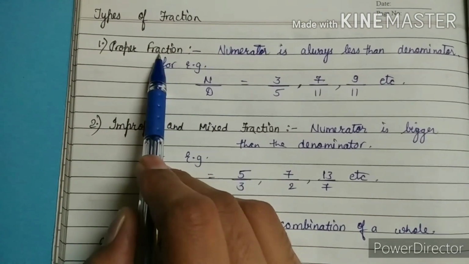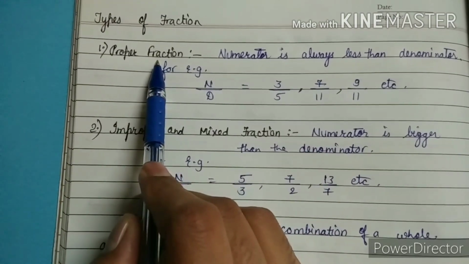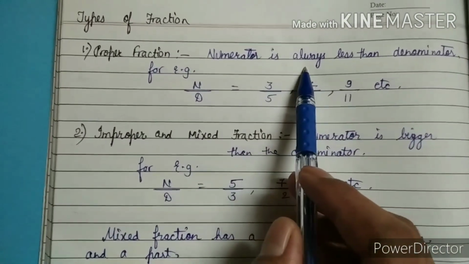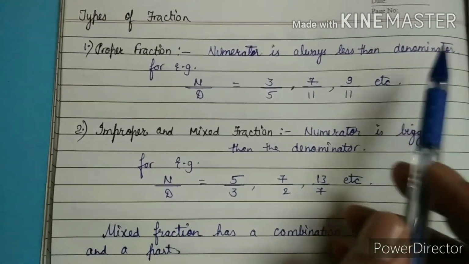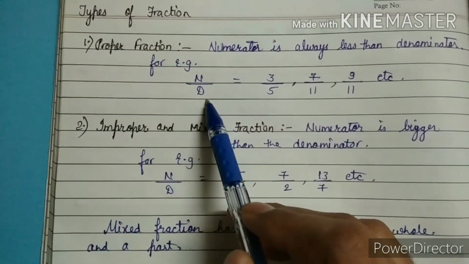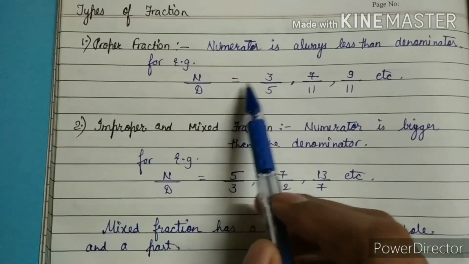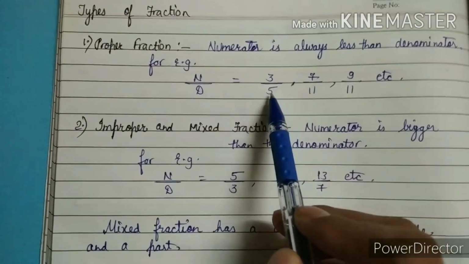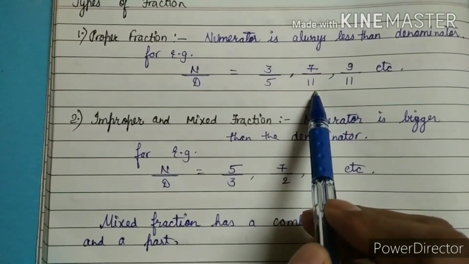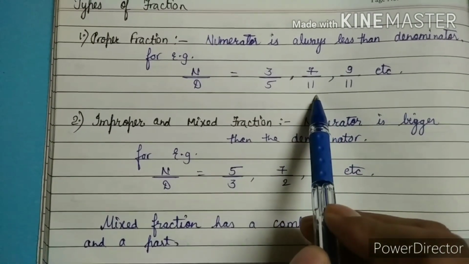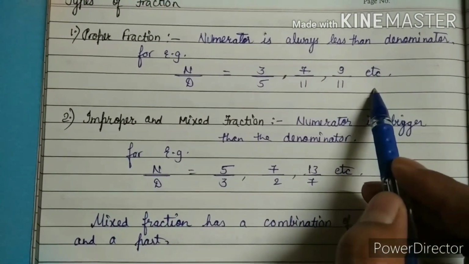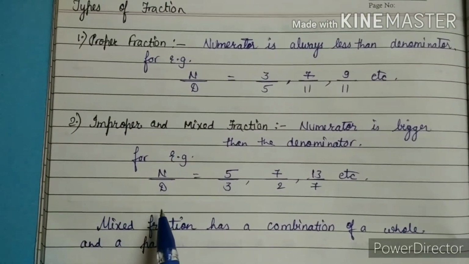So fraction, you know, is the part of a whole. Proper fraction means the numerator is always less than the denominator. It means the denominator is greater. So here is the numerator and here is the denominator. Such examples are 3 by 5, here numerator 3 is less than 5. 7 by 11, same, 7 is less than 11. 9 by 11, same, 9 is less than 11, etc. We can take these for the proper fraction.